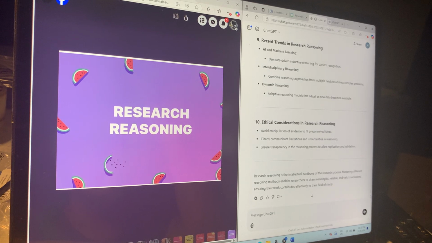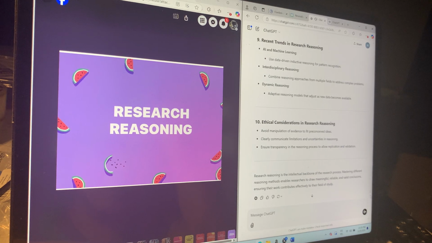10. Ethical considerations in research reasoning. Avoid manipulation of evidence to fit preconceived ideas. Clearly communicate limitations and uncertainties in reasoning. Ensure transparency in the reasoning process to allow replication and validation.